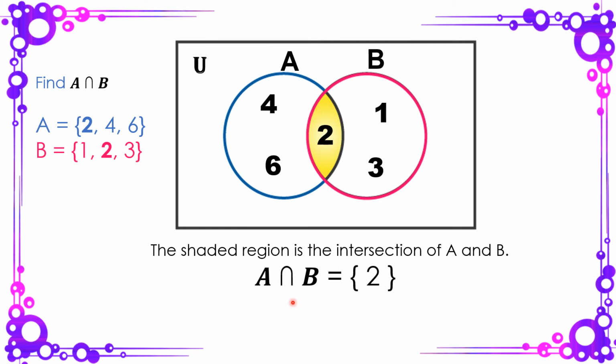And if we are going to list the answers, so A intersection B is equal to {2}. Okay, you can see here the shaded part here is number 2 only, and it is written with braces. Okay, this is the brace symbol. Again, A intersection B is equal to {2}. Let us have another example.